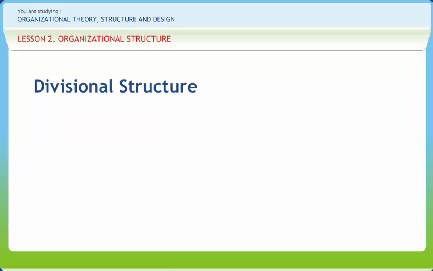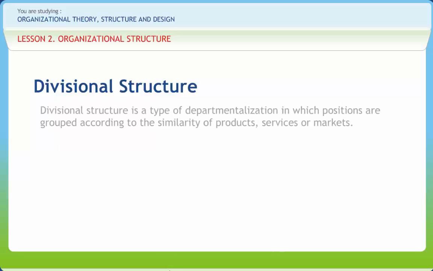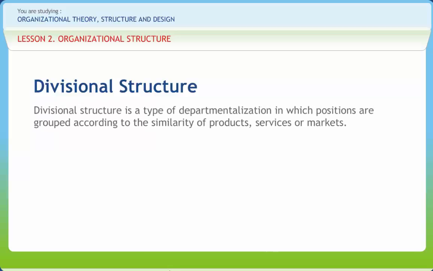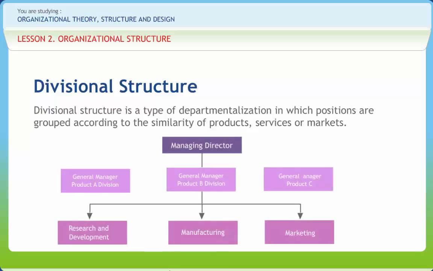The organization's other broad choice is to use divisional departmentalization, which groups employees according to some characteristic of markets or operations. Divisional structure is a type of departmentalization in which positions are grouped according to the similarity of products, services, or markets. The figure below shows the divisional structure.